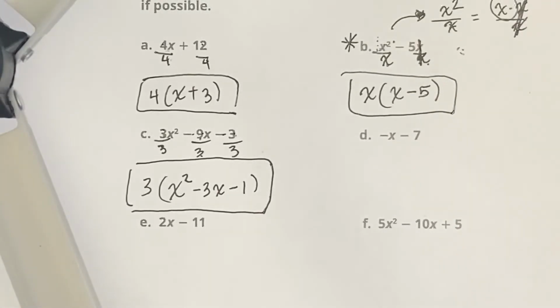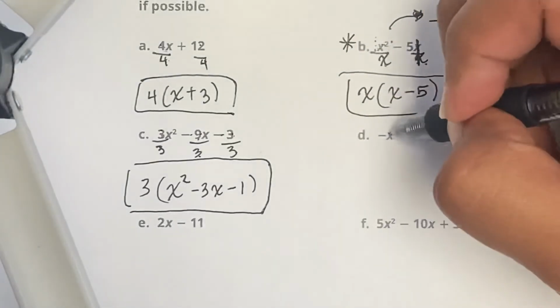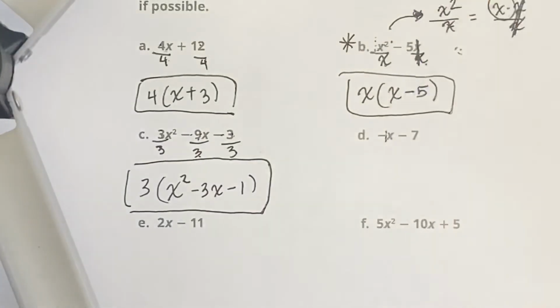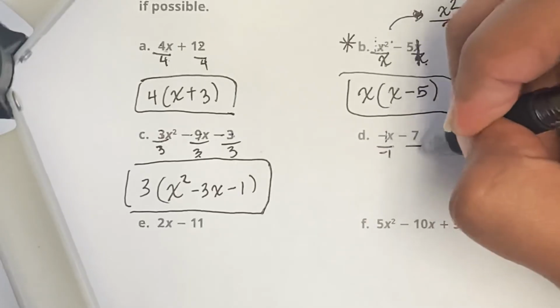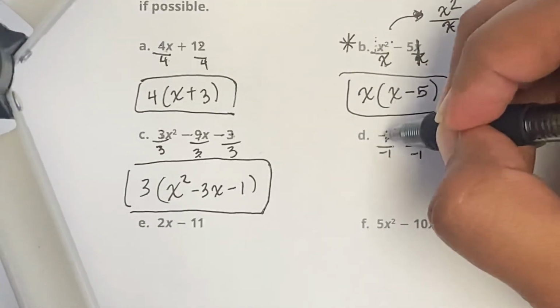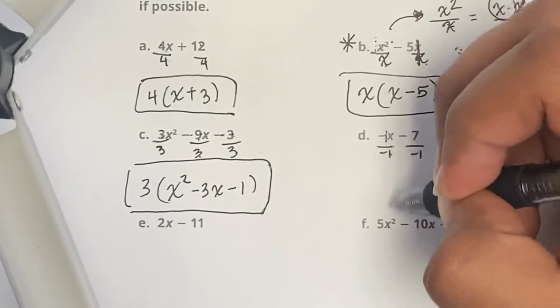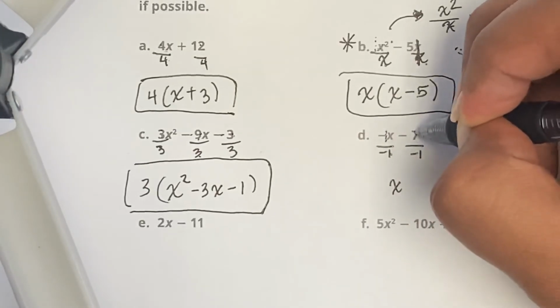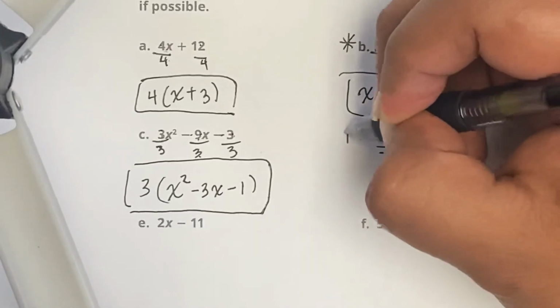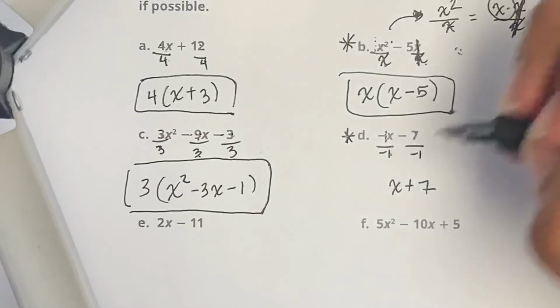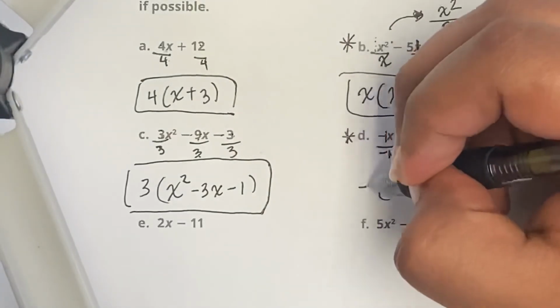Letter D. Remember, please pause the video if you must. Letter D is another weird problem. Because this is a negative 1, there are no other x's to divide by, so I have to divide by this negative 1. Divide by negative 1, divide by negative 1. Negative 1 divided by negative 1 just gives me that x. Negative 7 divided by negative 1 gives me a positive 7. You know what? Let's star this up too. Very interesting. What did we divide by? Negative 1.